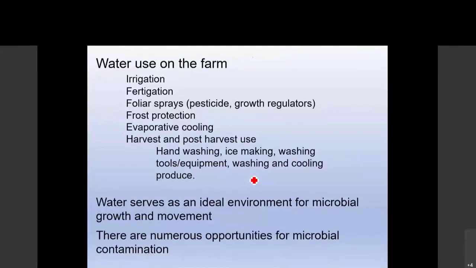So we know that water serves as an ideal environment for microbial growth and movement. And as you can see, there's numerous opportunities for microbial contamination on the farm. So it's important to test the suitability of your water quality so that you can make the correct decision for its intended use. Whether you're using it for livestock watering, chemical spraying, drinking water for sure. So your testing is going to assist you in making informed decisions about your water. And then you can make a proper decision as to how you're going to use it from that particular source.